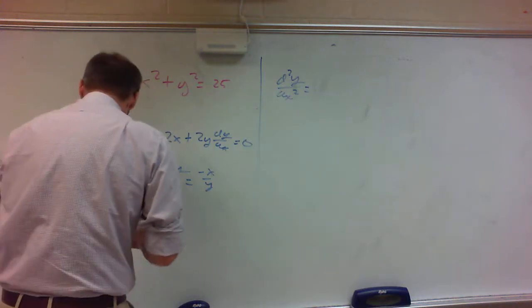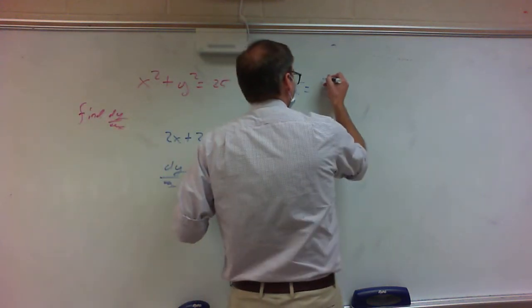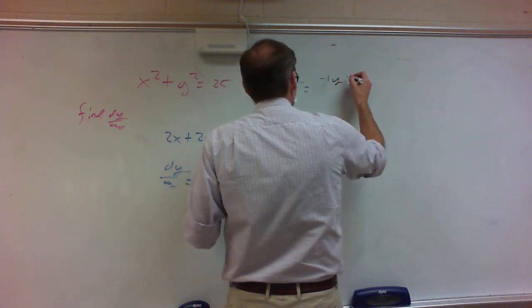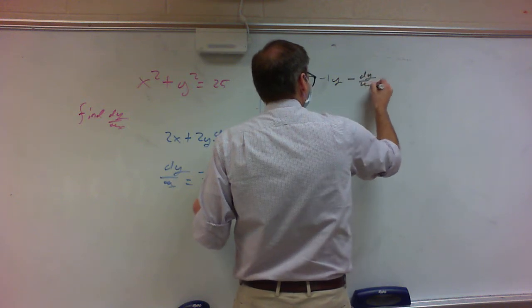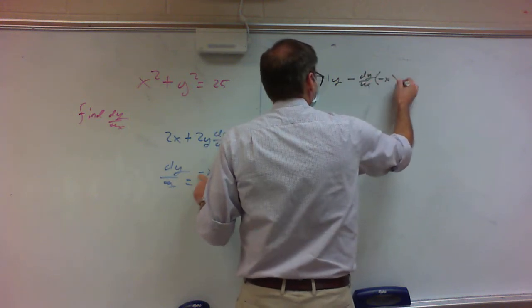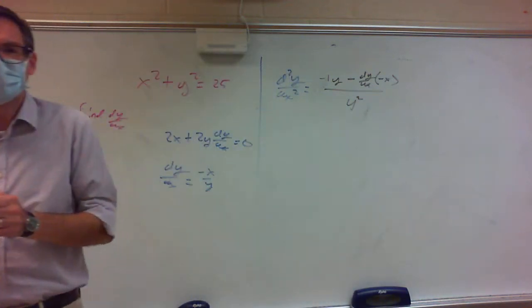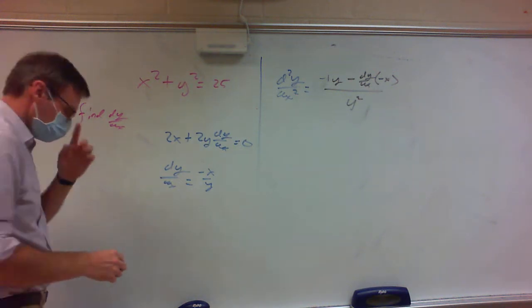So let's see, the derivative of the top is -1 times the bottom, minus the derivative of the bottom, which is dy/dx, times the top, which is -x, all over the bottom squared. I mean, I can clean it up a little bit.